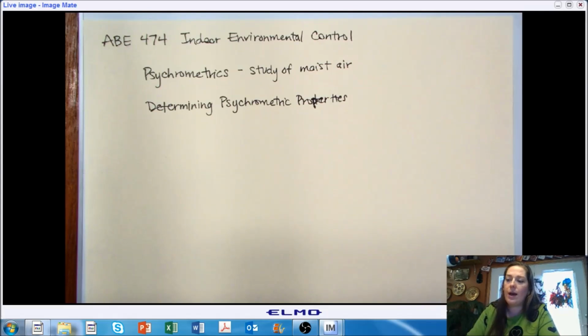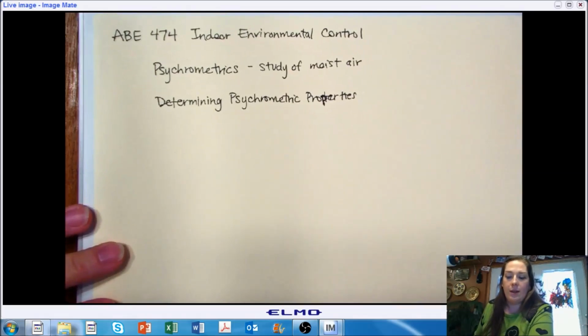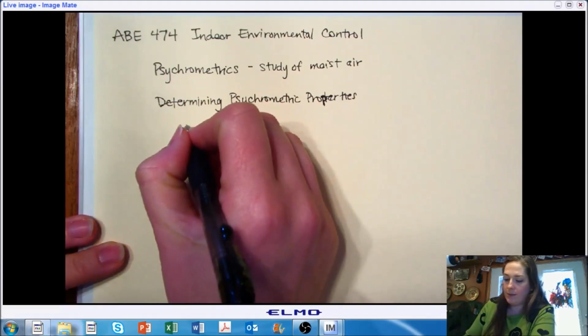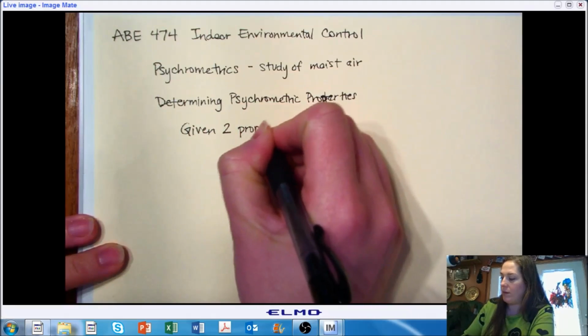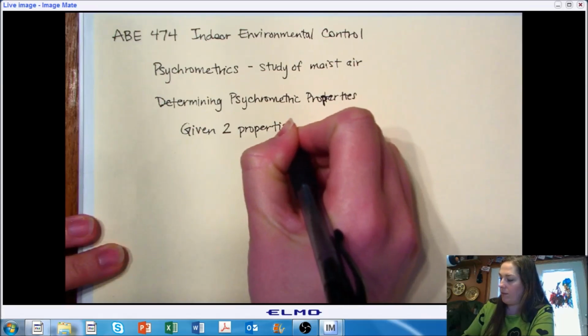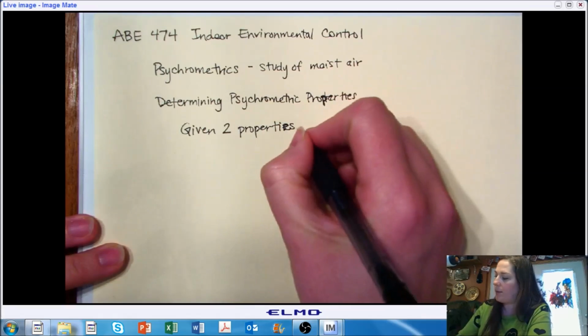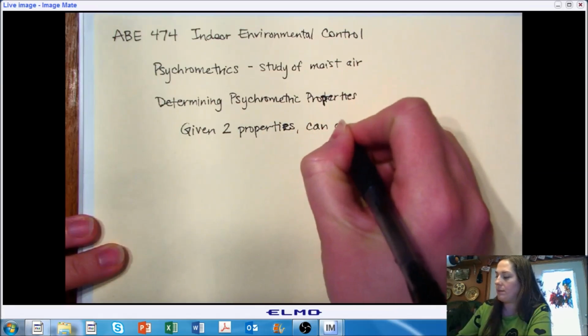So far we've reviewed some foundations, including the ideal gas law. We talked a little bit about pressure and measures of pressure, and we've reviewed the psychrometric properties. The point we're at now is where we are discussing how do we determine what the properties are. As we said at the end of our last session, if you know two properties, then you can find all of the others. So if you're given two properties, you can determine the other properties.